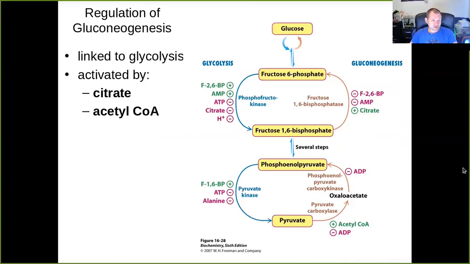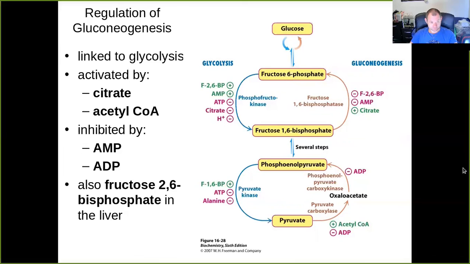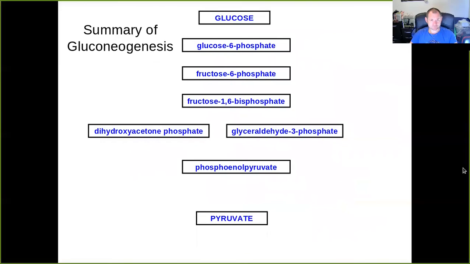It's linked to glycolysis, activated by something called citrate and acetyl coenzyme A, inhibited by AMP, that's adenosine monophosphate, and ADP. Also fructose 2,6-bisphosphate in the liver. So, a summary of gluconeogenesis. I'm sure this is all stuck in your head first time, but if not, here's a summary.